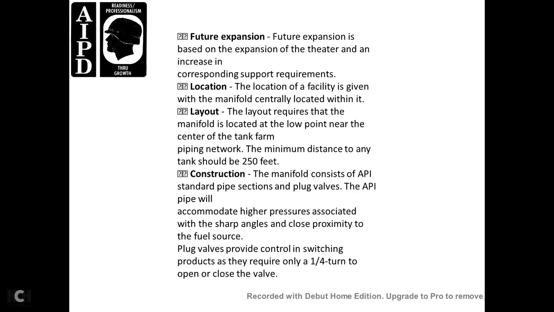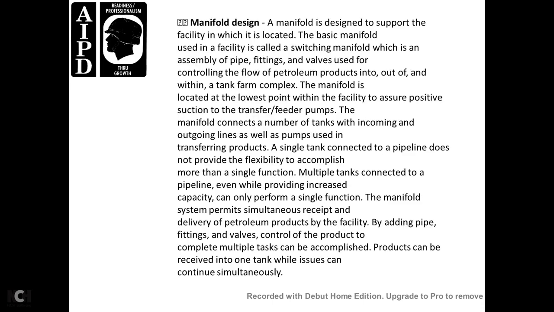The construction of the manifold consists of API standard pipe with plug valves. The API pipe accommodates the high pressure associated with sharp angles and close proximity of the fuel source. The plug valves provide control and switching of products, as they require only a 1/4 turn to open and close the valve.